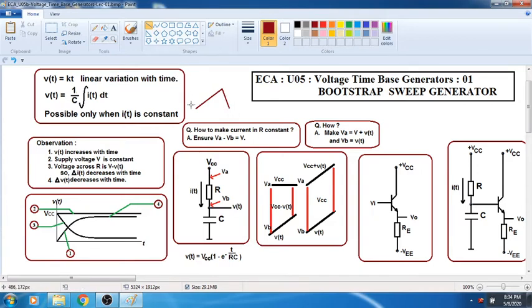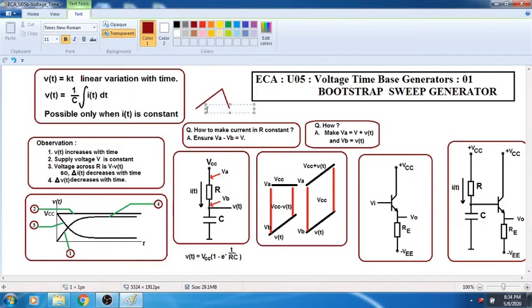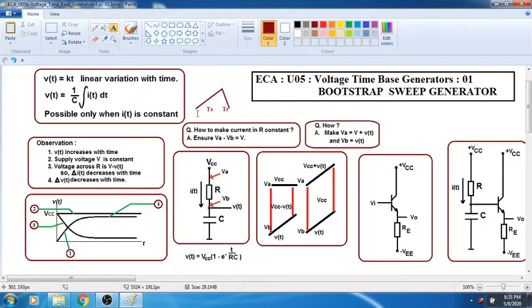So, from here to here we call this time as the trace time. So, we will call it as TR, or this is called as a scan time, whereas from this point to this point the time taken we will call it as the retrace time. The trace and retrace, or scan and retrace.